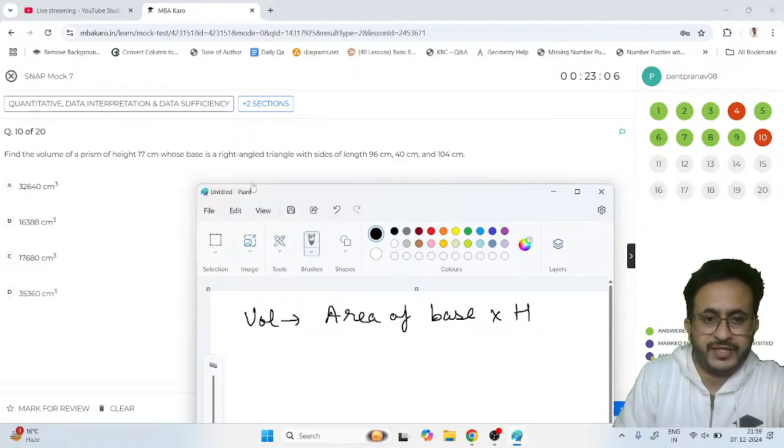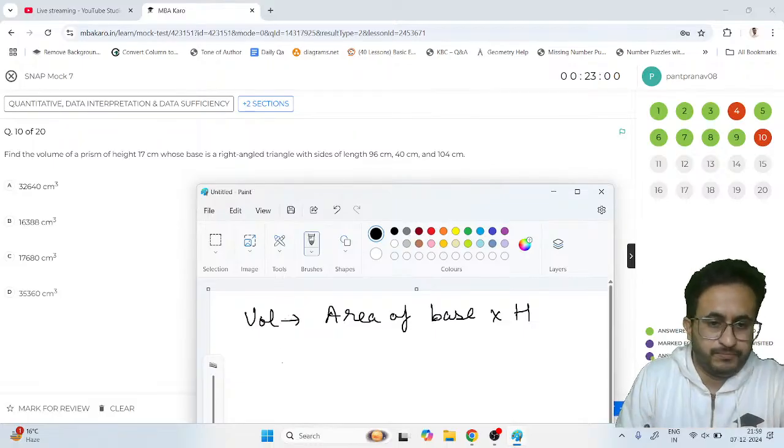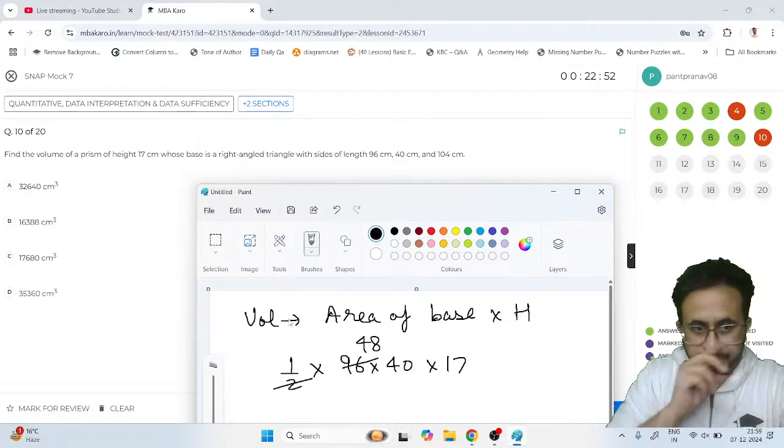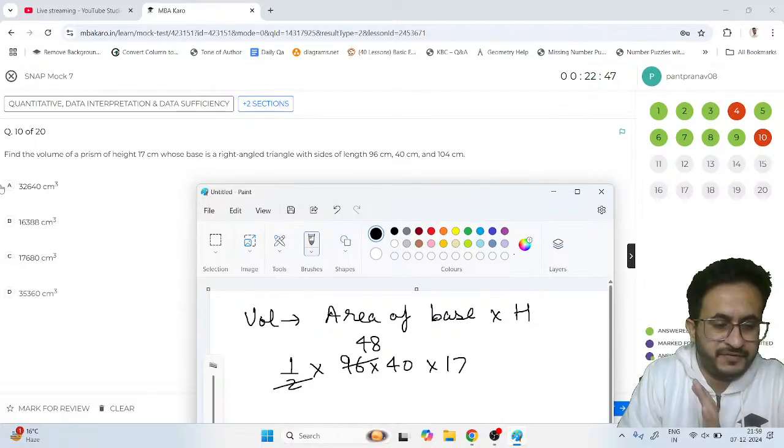So area of base: there is a right angle triangle, it is given right angled. So 96 and 40 will be the two sides, so that is half into 96 into 40, and height is 17. So this is 48 into 40 into 17. Now how can we do this? Using the last digit thing. So option B will not be the answer.